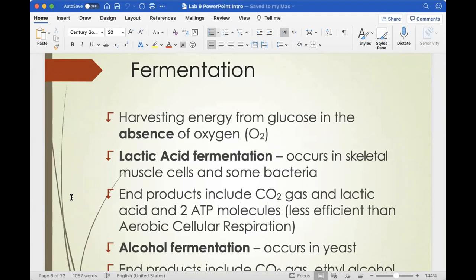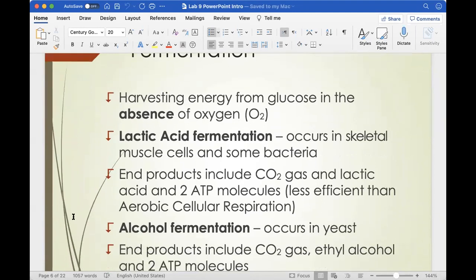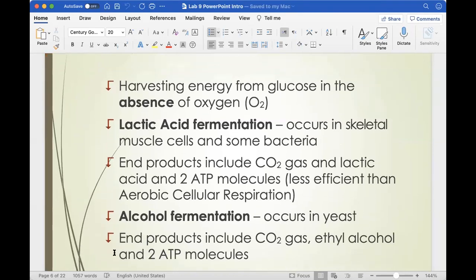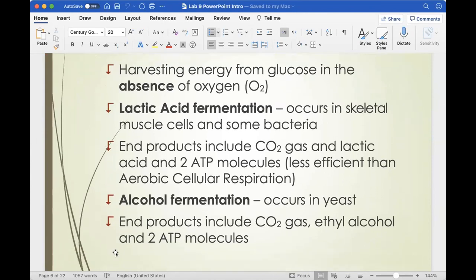So it's much less efficient than aerobic cellular respiration, and that's because it's not using oxygen. Alcohol fermentation then occurs in yeast, and the end products include carbon dioxide gas, ethyl alcohol, and 2 ATP molecules.